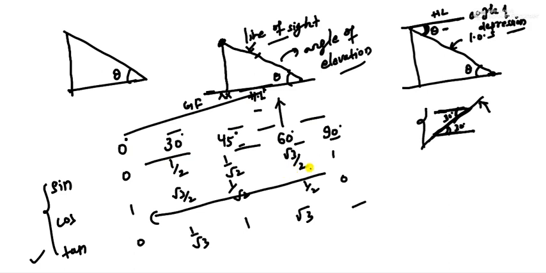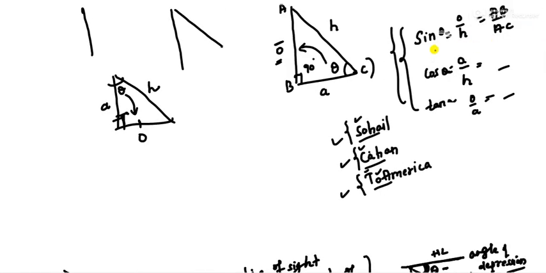So I hope the basics are clear. Now we will move directly to the exercise questions. These are just practical examples, but using these concepts only, these values, as well as the relationship between sine, cos, and tan, the angle and the sides. Just remember these three: sine, cos, and tan.